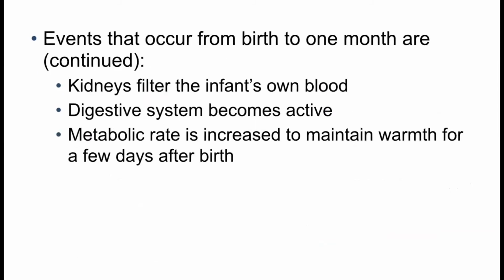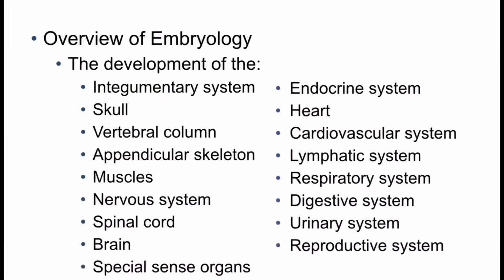The kidneys start to filter the infant's own blood. Instead of using the placenta from the mother, now the kidneys start to work. The digestive system starts to become active in that first month. And the metabolic rate is increased to maintain warmth a few days after birth. That all happens in the neonatal period once the baby's born.